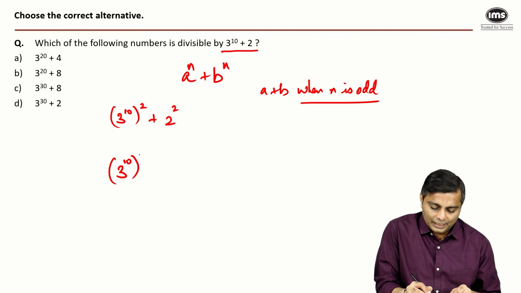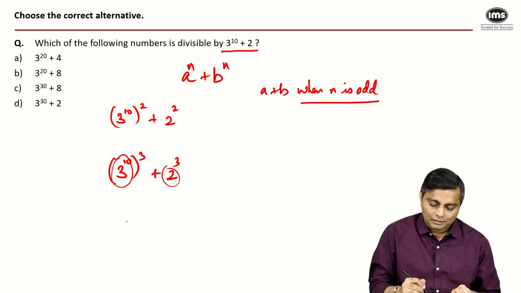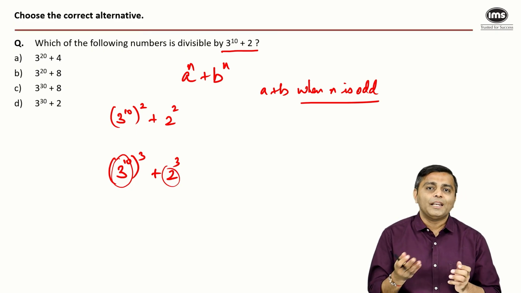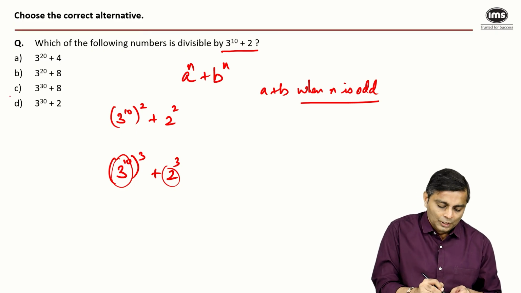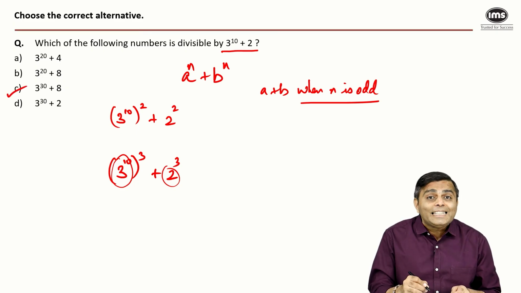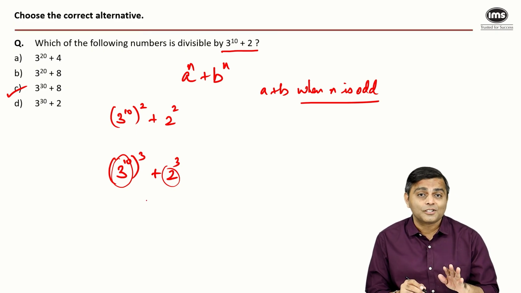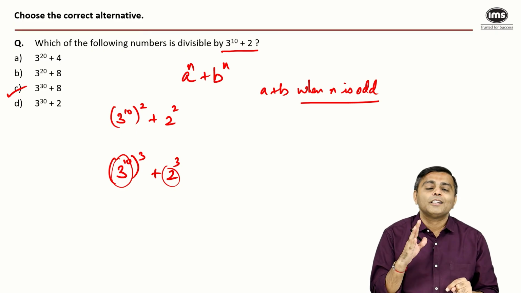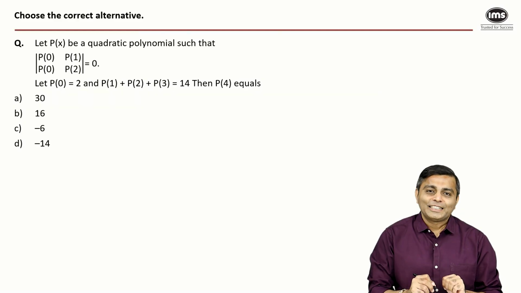option as 3 raised to 10's cube and 2 cube. Now, if you see, this is our a, this is our b. So, it's like saying a cube plus b cube. a cube plus b cube, n is odd, has to be divisible by a plus b, which is 3 raised to 10 plus 2. So, we're going to say option C is divisible by 3 raised to 10 plus 2. It's an absolutely oral question. You should not even have to touch your pen if you know that this is the property that we are going to use. Moving on to the next question.